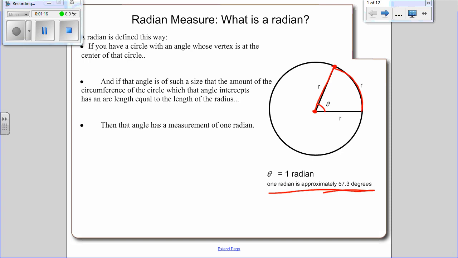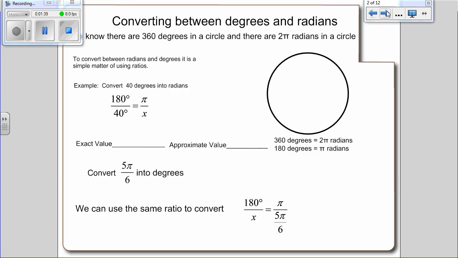Some things that you do want to know about radians is that pi equals 180 degrees. 2 pi equals 360 degrees. So that means pi would be half the circle, and 2 pi would be 1 full rotation of an angle around the circle. And the first thing we're going to do is convert radians and degrees into each other. To do that, we use this formula.